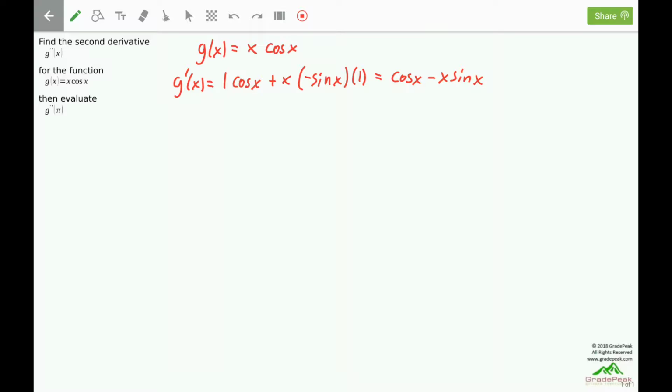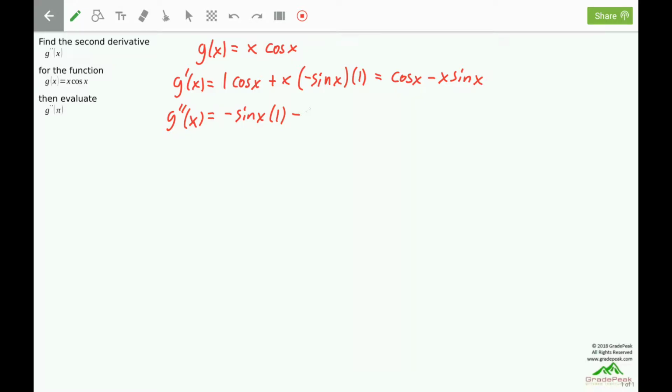The next thing to do is to take the second derivative, the derivative of the first derivative, g double prime of x. Derivative of the first term is a negative sine x, and then times 1 for the derivative of the inside to complete the chain rule. The second term is a product of two functions, and therefore we will need to make use of the product rule.